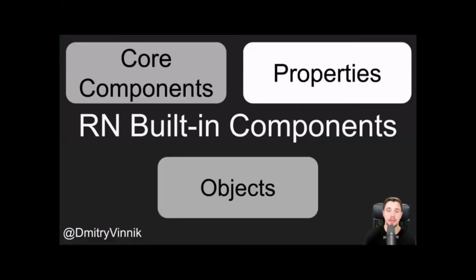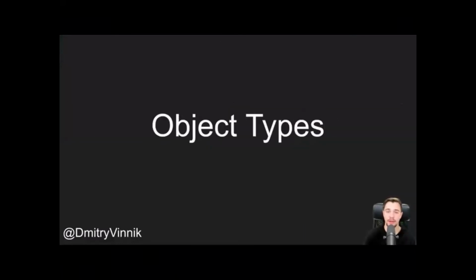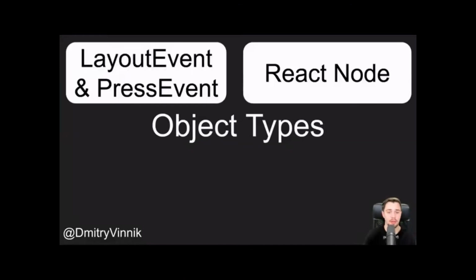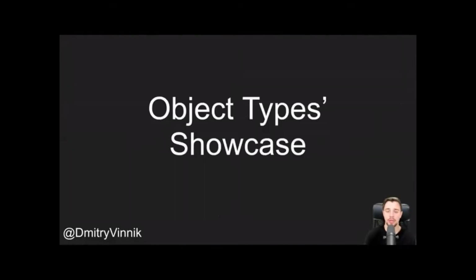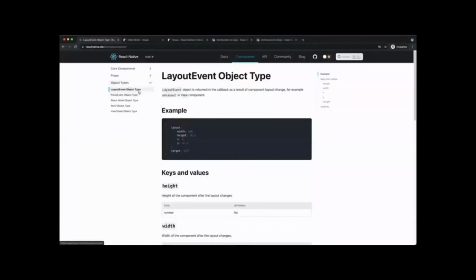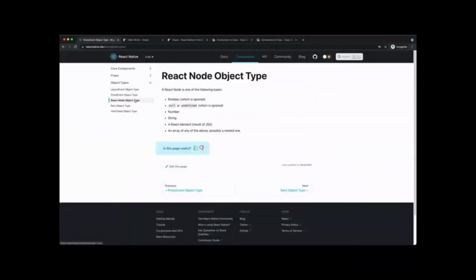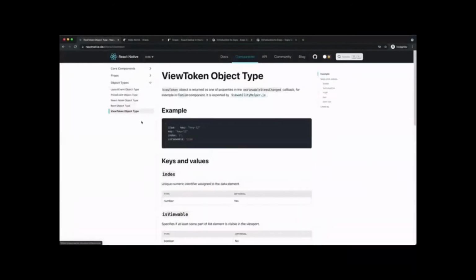Now, last but not least, object types that React Native has built in. Layout event and press events, React node, Rect, and also view token. These object types, again, let's take a look at them in action on the React Native website really quickly. Object types. As I mentioned, there are a couple of different types. There is a press event, React node, Rect, view token, many others, and it explains where that object might be coming from, what kind of callback, and you can see an example here, what those values represent.